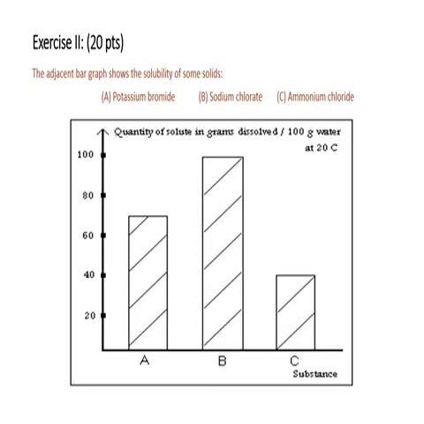This is the histogram or the bar graph. If I want to put a title for it: a bar graph showing the quantity of solute in grams dissolved per 100 gram of water at 20 degrees Celsius of different substances. Okay, so this is the graph. Let's start with the first part.